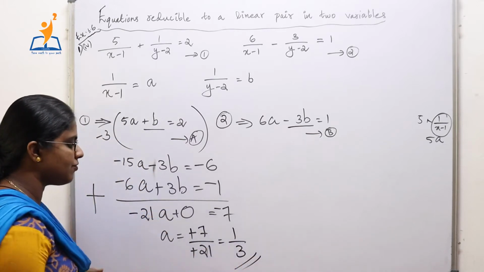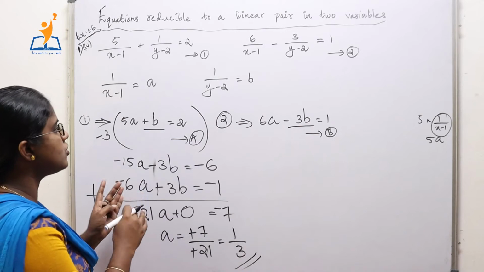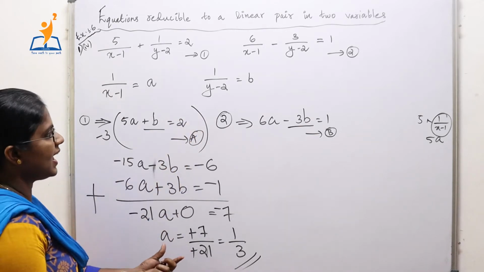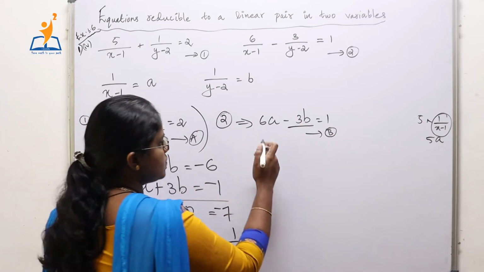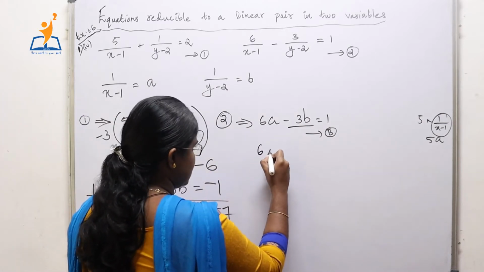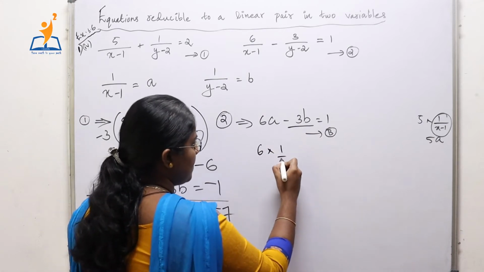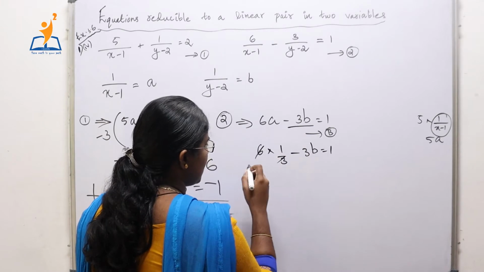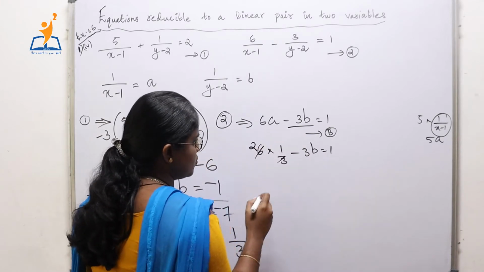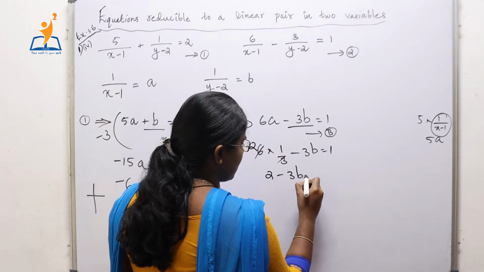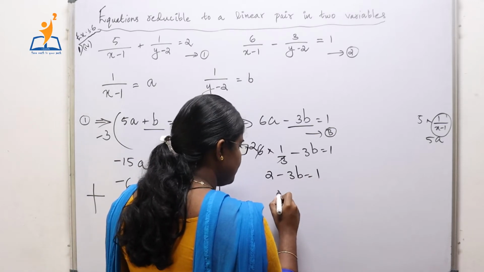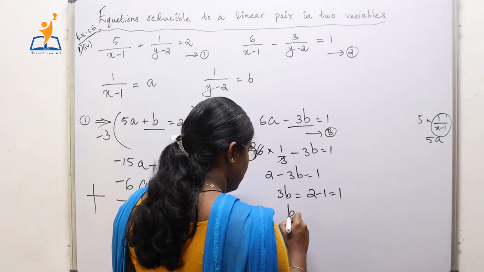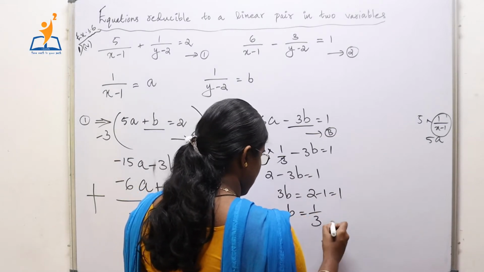So we got the value of a as 1 by 3. In order to find the value of b, I am going to substitute 1 by 3 in equation number 2. So 6a, that is 6 into 1 by 3 minus 3b is equal to 1. So 6 and 1 by 3 gets cancelled and here it will become 2. So 2 minus 3b is equal to 1, which means 3b is equal to 2 minus 1, that is 1, and b is equal to again 1 by 3.